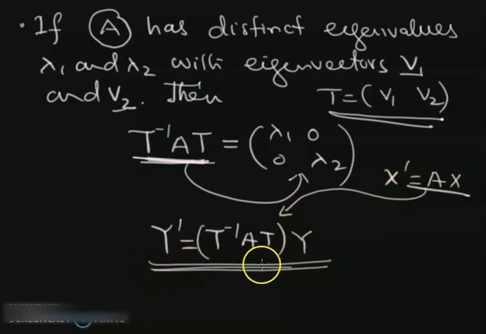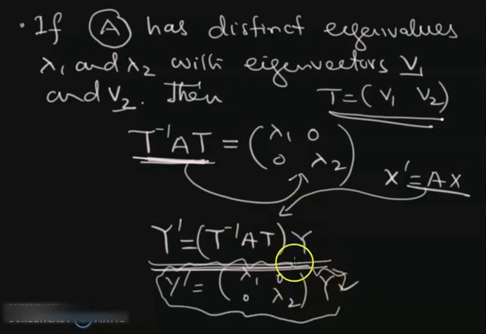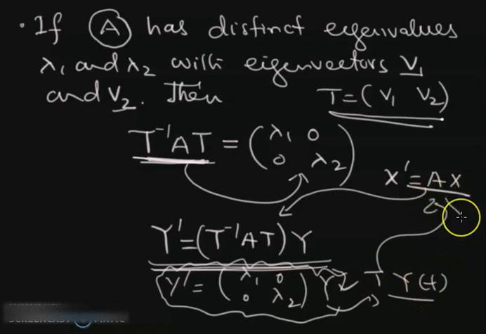Now we can talk about this system's fixed points, and we are very well aware of the canonical forms. This becomes lambda 1 0 0 lambda 2 times y. If both eigenvalues are less than 0, it is going to be a sink; if one is greater than 0 and the other is less than 0, it is a saddle; and if both are positive, it is a source. You can talk about them very easily. Once we have the solution y of t, which is easy to calculate, we operate T on it and we also have the solution of the original system. In the next video we will do some examples of it.